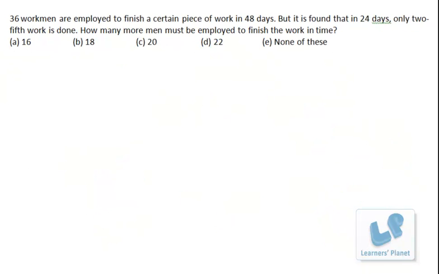Now let's discuss a problem based on the unitary method. 36 workmen are employed to finish a certain piece of work in 48 days, but it is found that in 24 days only 2/5 of the work is done. How many more men must be employed to finish the work in time? Now it's number of persons, days and work. 36 persons in 24 days can do 2/5 of the work.